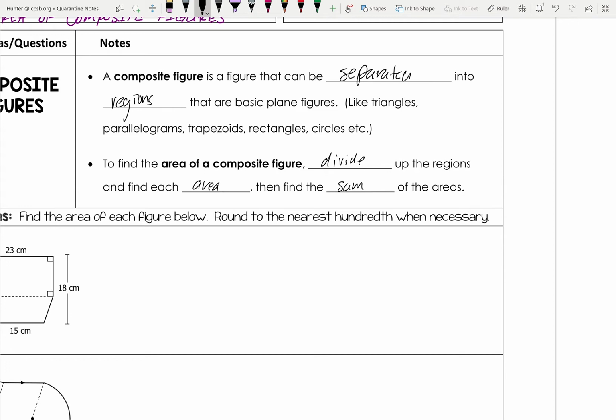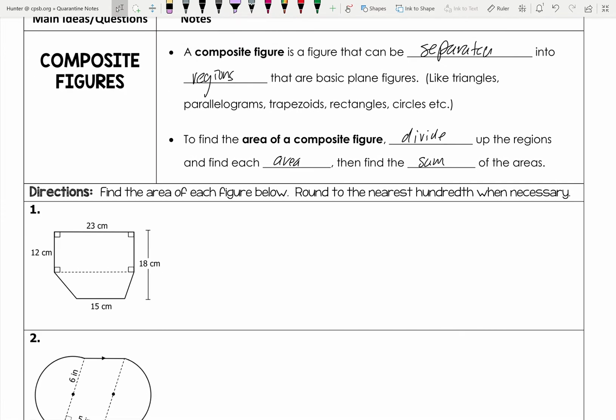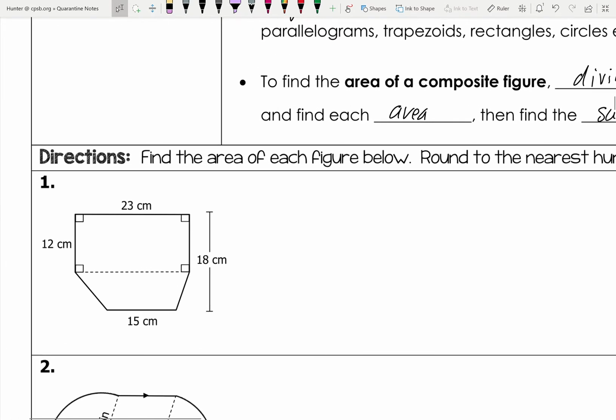Our directions say to find the area of each figure and then round to the nearest hundredth when necessary, meaning 2 decimal places. If we look at this composite figure right here, I have 2 different shapes split up by the dotted line. The top shape is, of course, a rectangle. It will have an area called A sub R, R for rectangle. And then the bottom shape, we have a trapezoid. We'll call that area A sub T for trapezoid.